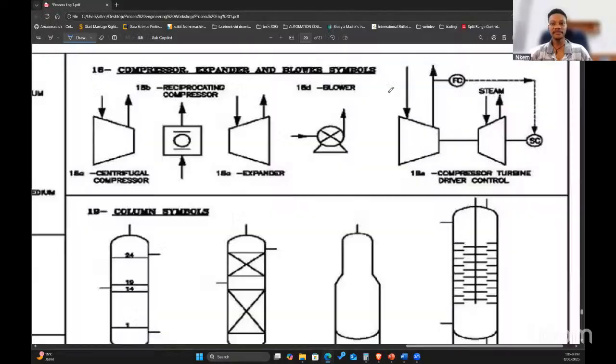Okay. Now my screen is blank again. I don't know if you can still see my screen. Something is happening here.